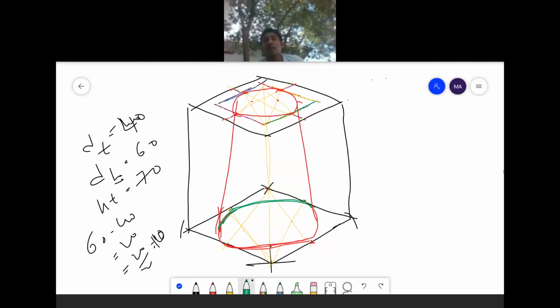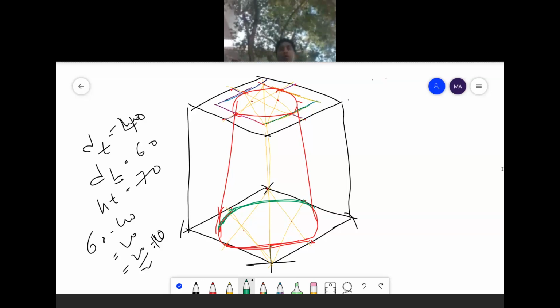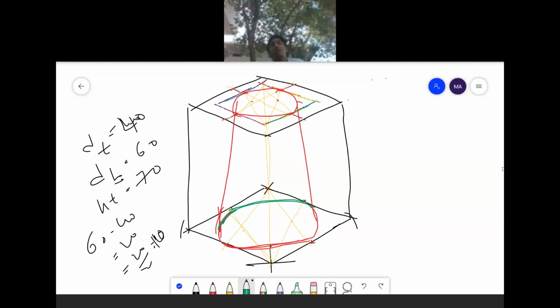The red color which I have drawn, the frustum of a cone, will be drawn with a dark pencil, and the green color arc which I have drawn should be a hidden line, which is an invisible line. So you have to draw with a dotted line. Understand? This is the process you have to follow for drawing this frustum of a cone.